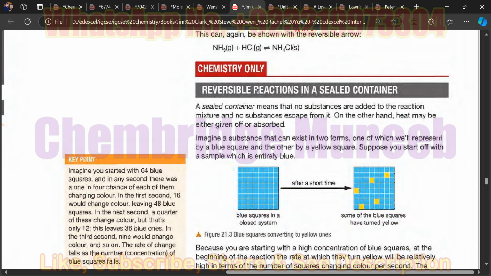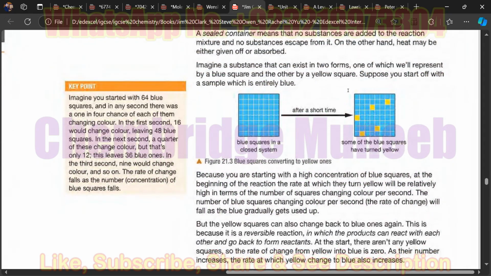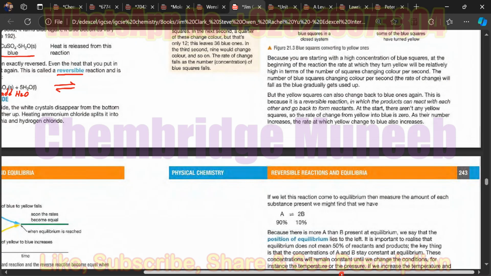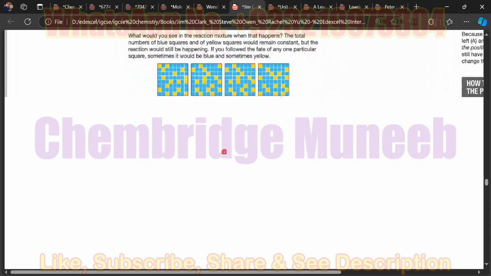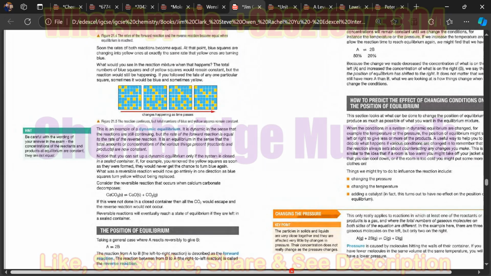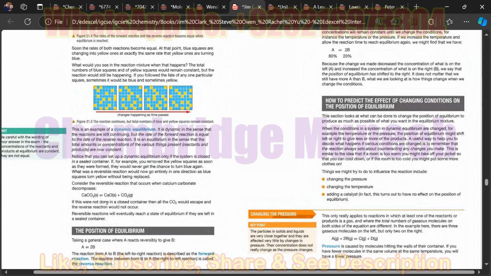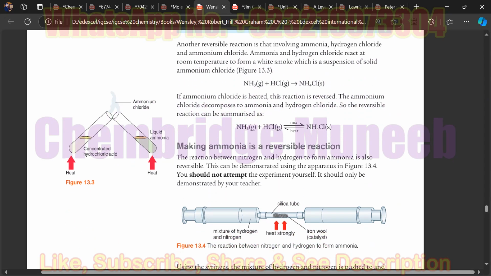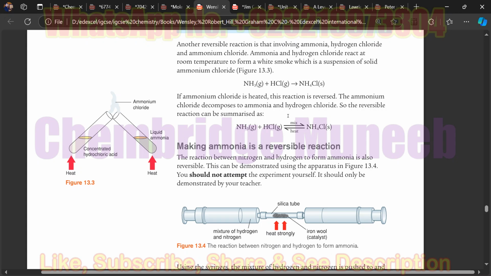Then we have the reversible reactions in a sealed container. The reversible reaction in a sealed container is not very properly explained here in this book, so I need to explain this topic from the other book for proper explanation. We have just discussed this reaction in which we were saying the conversion of ammonium chloride into its constituent gases, the ammonia gas and the hydrochloric acid.